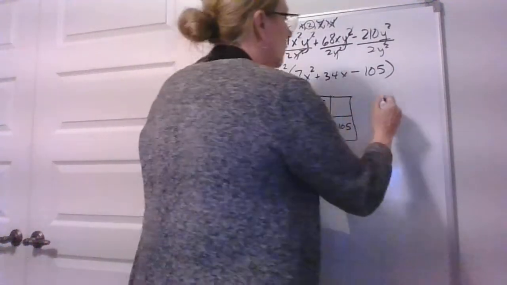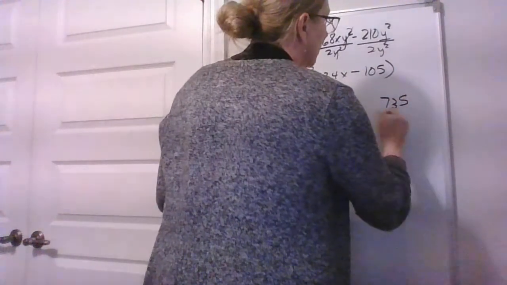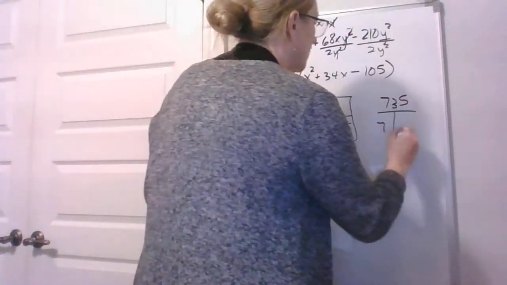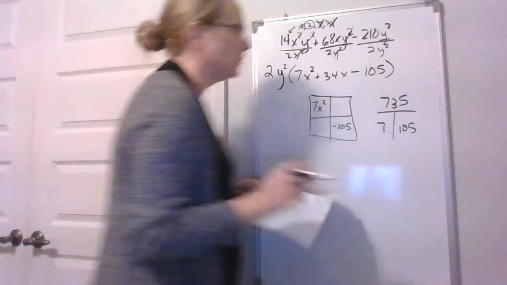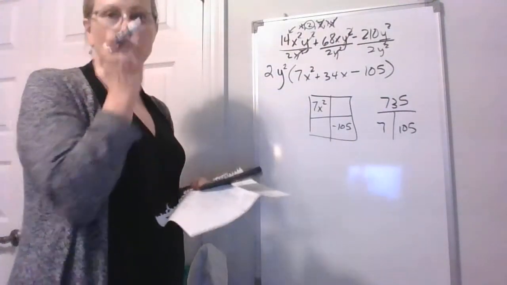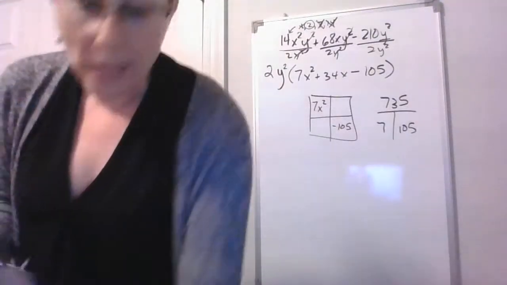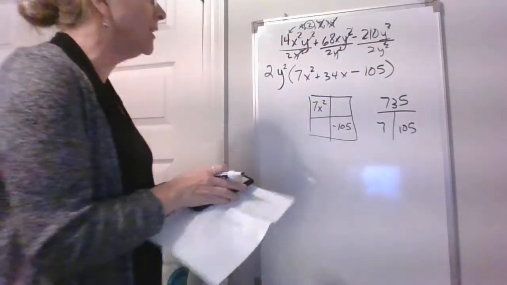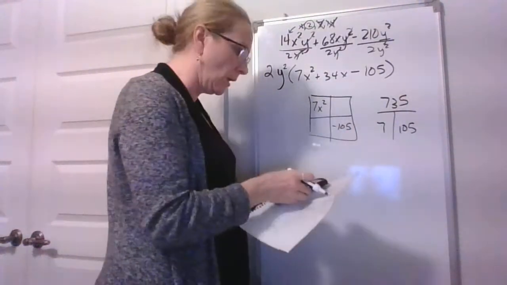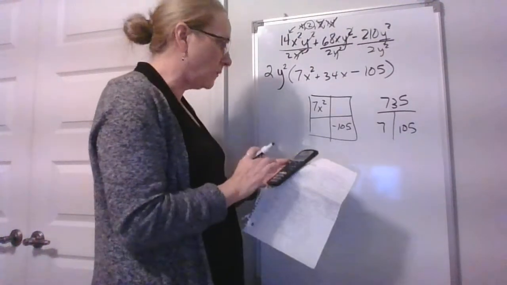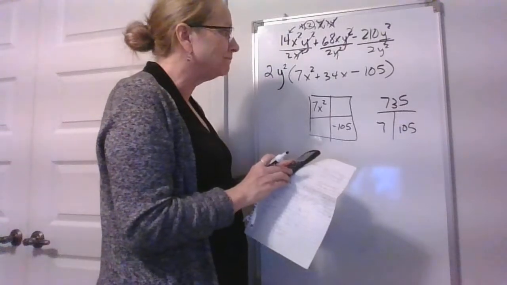And we get 735. We're like, wow, those are some big numbers. Well, let's see. 7 and 105 multiply to that, and their difference is 98. So maybe we get some numbers that are closer together that might work out. I know that 5 goes into it, but that's not going to help very much. So let's see what other factors of 735 might be.